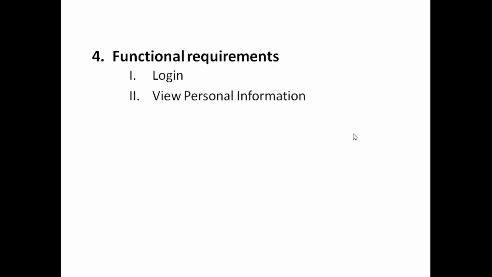Second one is view personal information. Student will be able to view information provided at the time of enrollment in the program. The information provided in this system is verified, thus student will not be able to update information. To update personal information, student has to contact the administrator and follow a certain procedure.